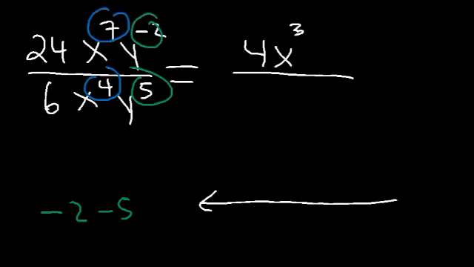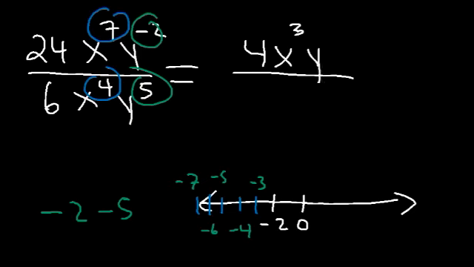To subtract it, you can use the number line. So here's 0, here's negative 2. So you need to go 5 units to the left. Whenever you subtract, move to the left of the number line. If you need to add, move to the right. So 1, 2, 3, 4, 5. This is -3, -4, -5, -6, -7. So -2 minus 5 is -7. And initially it goes on top.